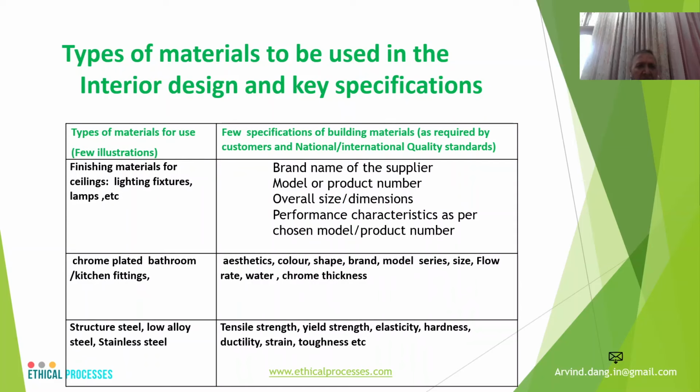Another thing in the finishing is the lighting fixtures and lamps. Here the interior designer has to choose the brand name of the supplier, the model, the product number, the overall size and dimensions, the performance characteristics of the model and product number, etc. Here the variety is extremely large in terms of the type of lights and the type of fixtures which are available.